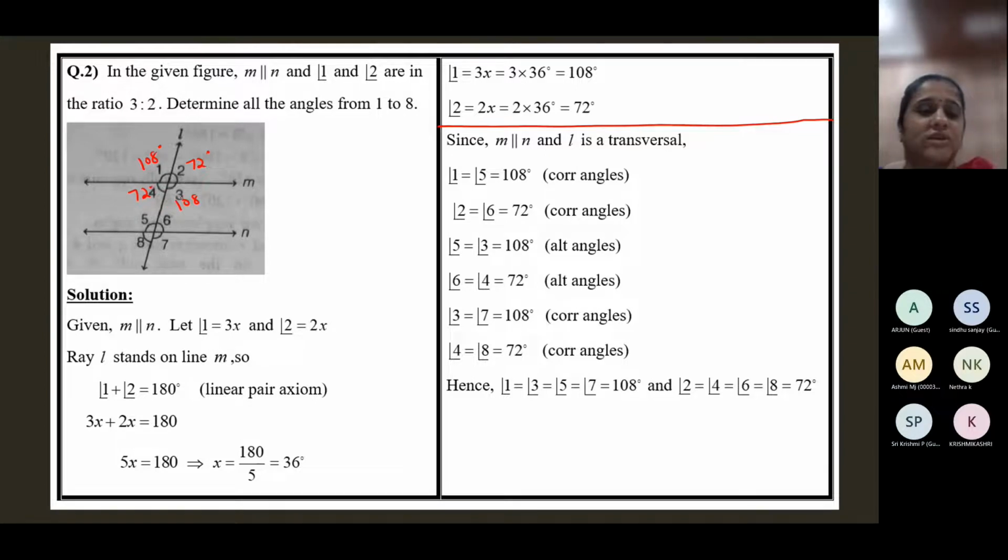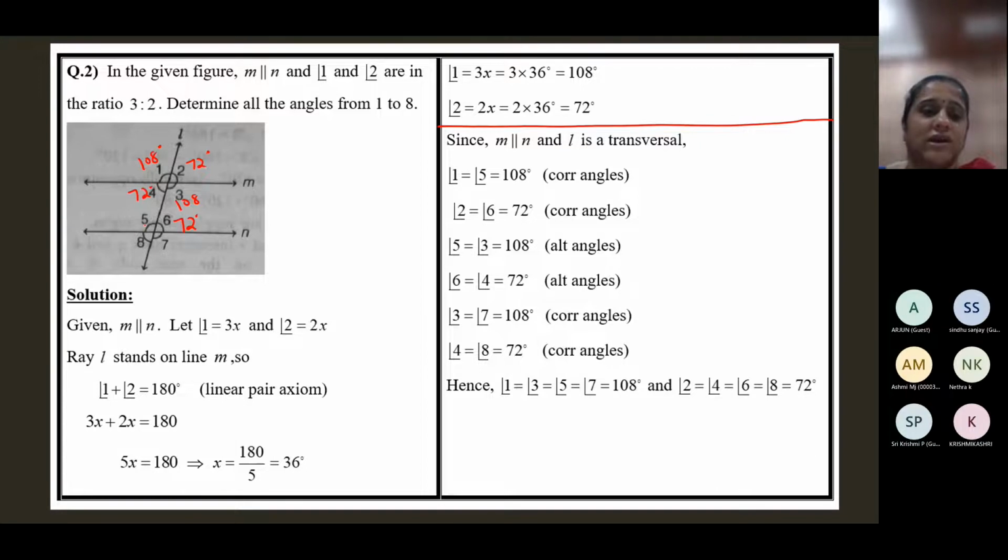Then you can say 3 and 5. 3 is equal to 5, alternate interior angles are equal. And 4 is equal to 6, again alternate interior angles are equal. So if 4 is 72, 6 is also 72. So 6 is 72 and 3 is equal to 5.